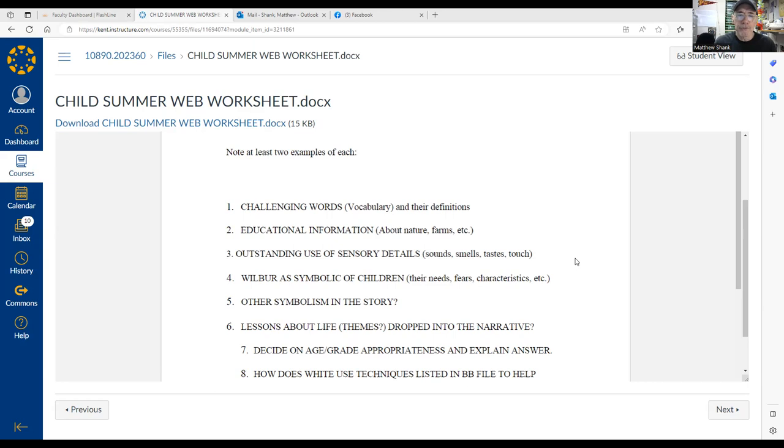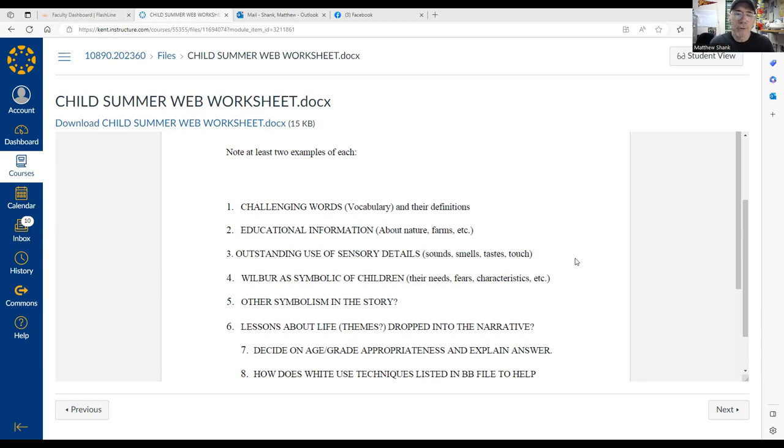Four and five kind of go together. This is just one in a million examples of works for children where the main characters are animals and not real people. But I think that Wilbur is kind of the stand-in for a child in the story. Well, it depends on how you feel about Wilbur. He can be pretty annoying, but you could say he has a lot of childlike qualities to him. Or if you're kind of annoyed with him, you could say he has a lot of childish qualities to him. But I think he represents children. So he's a pig, but I think he represents children. So give me two examples in the story that show that he kind of represents the children in all of us, as the phrase goes.